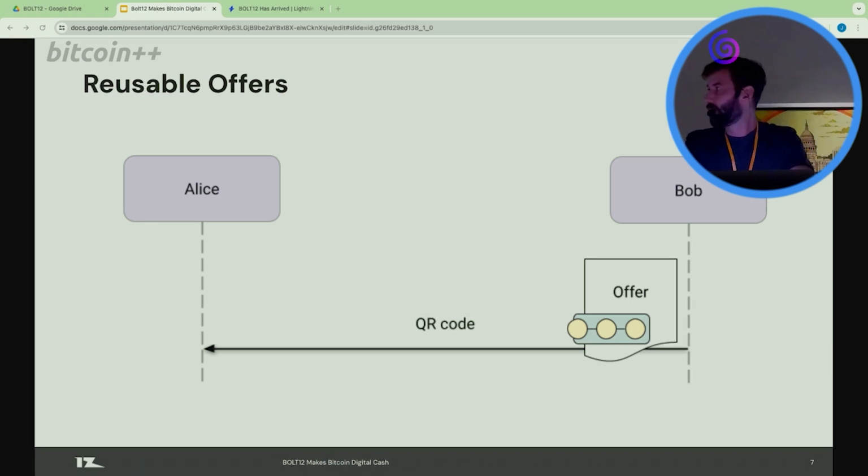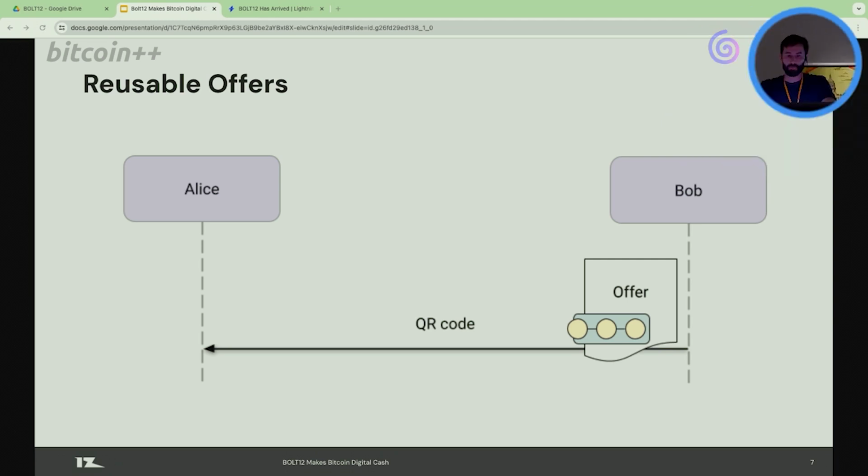Not really sure at this point. And Bob has an offer. So Bob has constructed this offer in such a way that he's able to receive payments in a pretty secure and privacy-focused way. The offer is communicated just like a BOLT11 invoice typically is. It's out of band, meaning not on the Lightning Network. So it could be through a text message, it could be in a tweet, it could be an email, it could be just in a QR code that you scan.